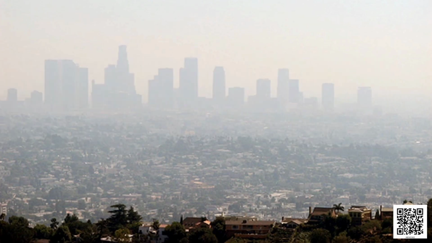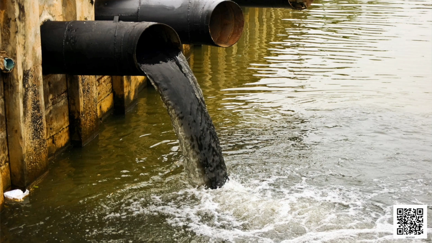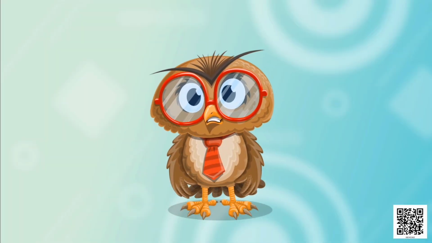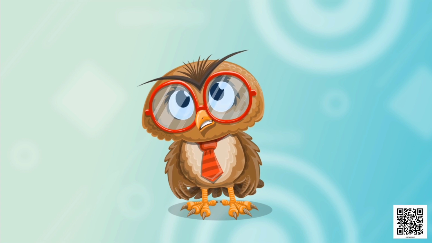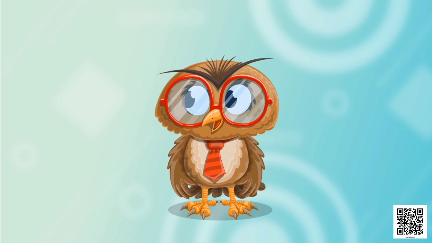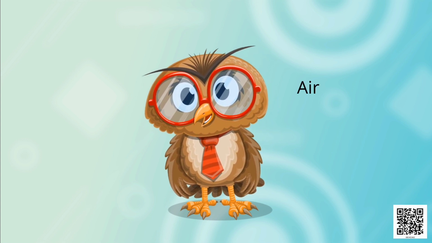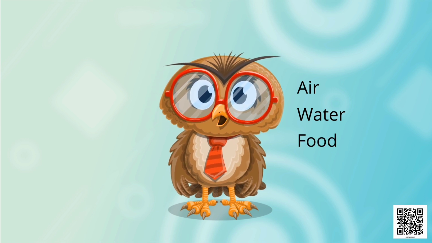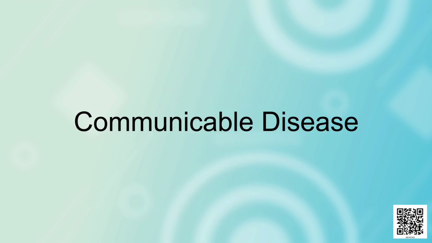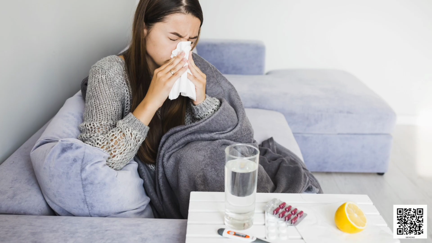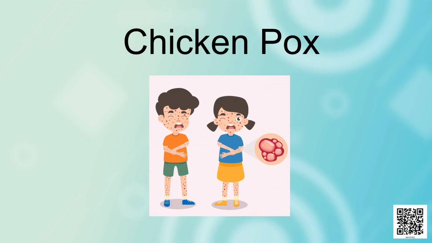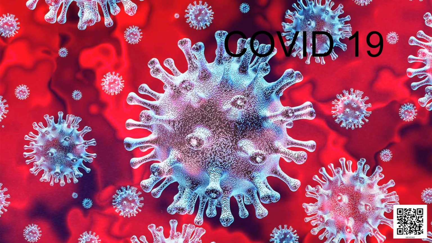Pathogens enter our body through the air we breathe, the water we drink, or the food we eat, or by direct contact with an infected person. Microbial diseases that can spread from an infected person to a healthy person through air, water, food, or physical contact are called communicable diseases. For example, cholera, common cold, chickenpox, and COVID-19.